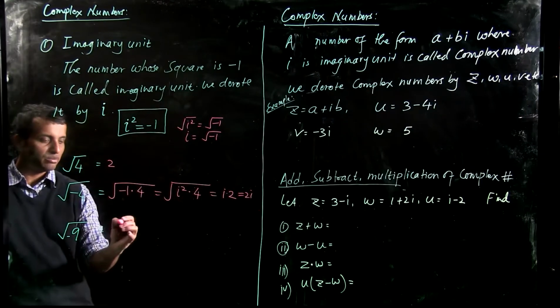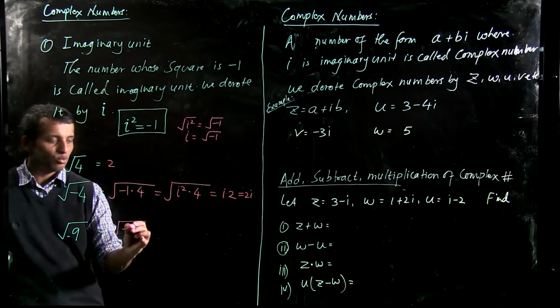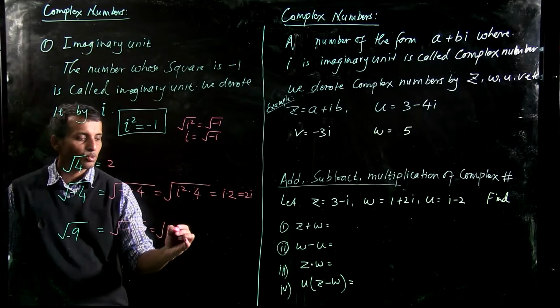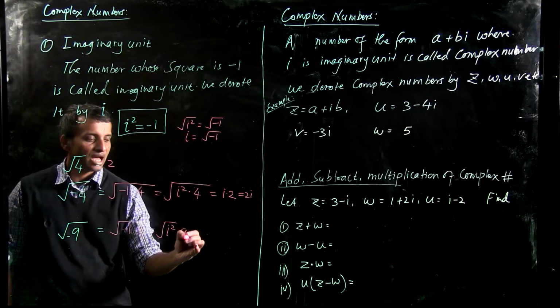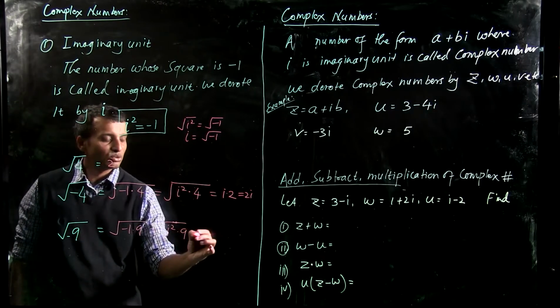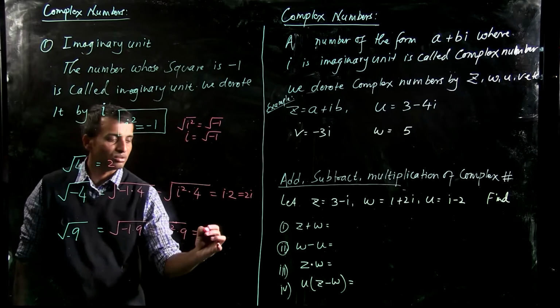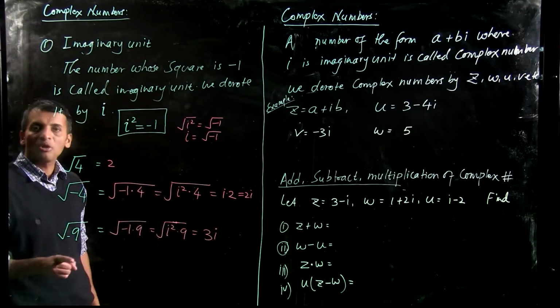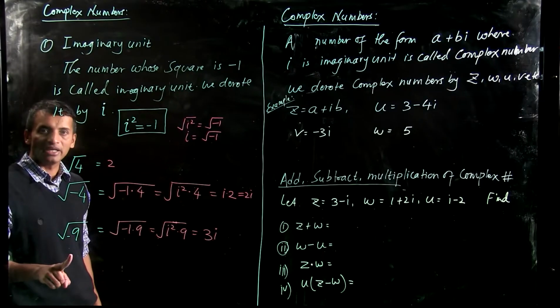How about the square root of -9? It will be the square root of -1 times 9. That is, -1 is again i squared, times 9. The square root of i squared is i, and the square root of 9 is 3. So it will be 3i. This is how we find the square root of a negative number using i.